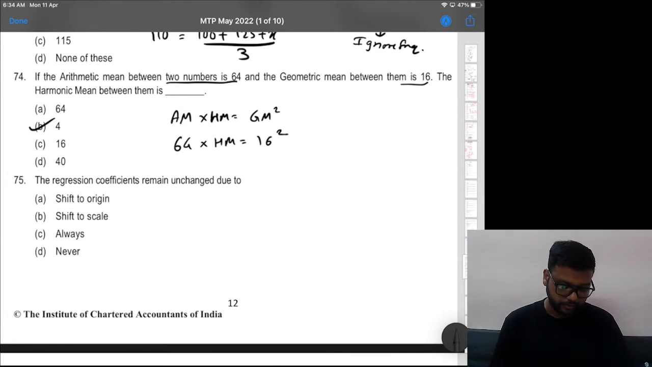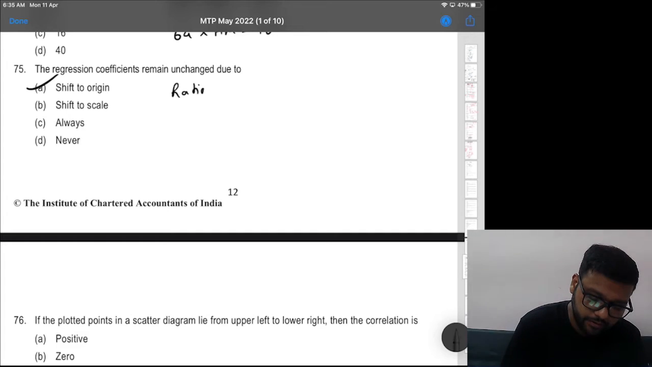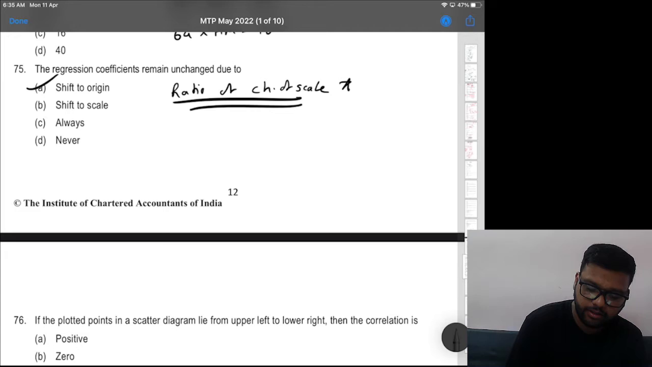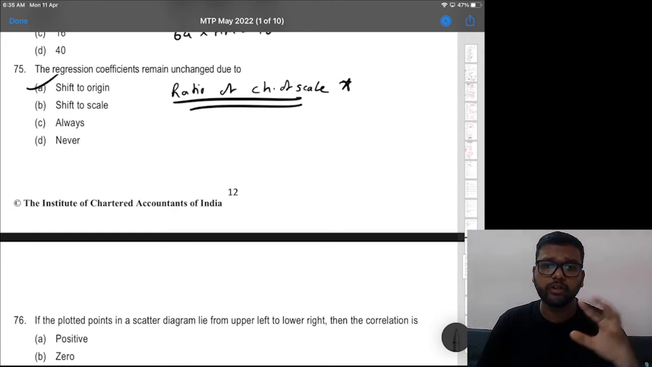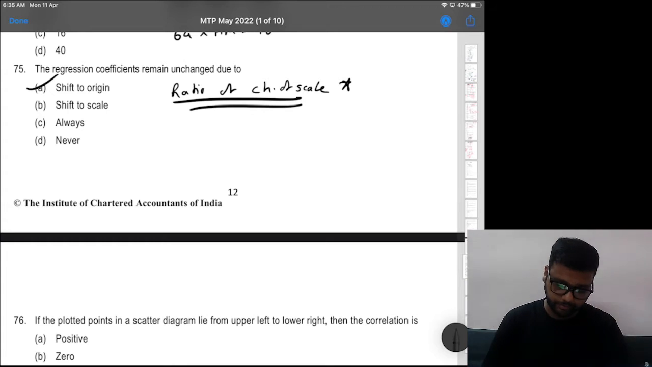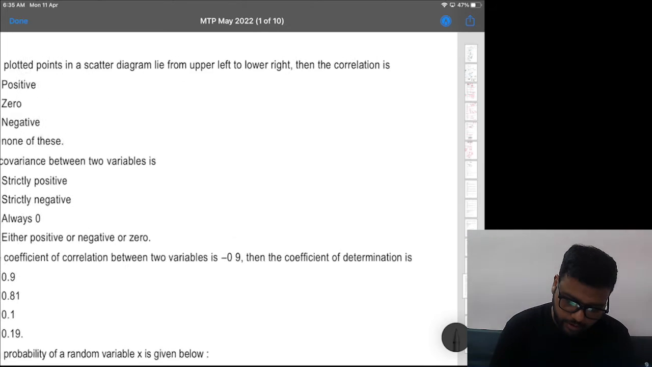Option B. Next, 75. Regression coefficients remain unchanged due to shift of origin is the correct answer, because regression coefficients are only affected by ratio of change of scale. Okay, very important. Again, if you want to know more about this, you can go to revision lectures which are available on the channel. So understanding shift of origin and scale is very important because it comes in every chapter of statistics.